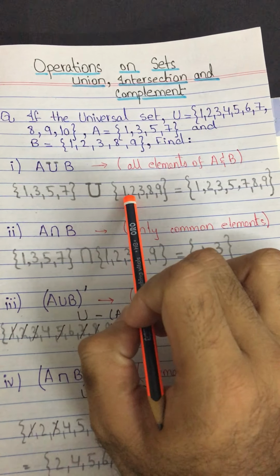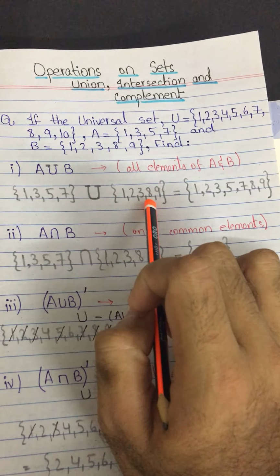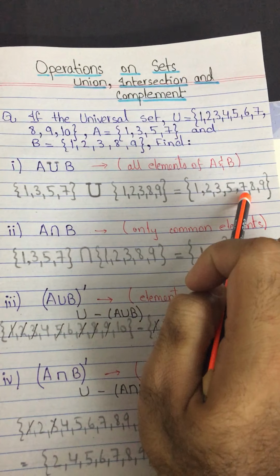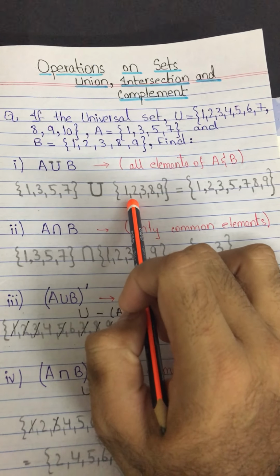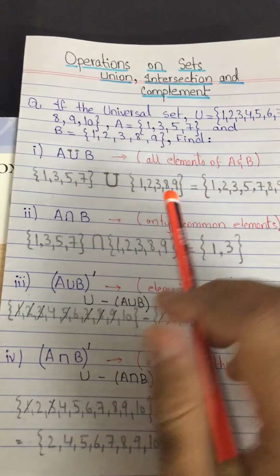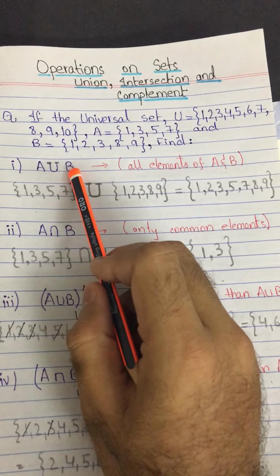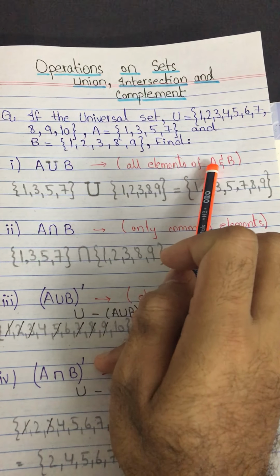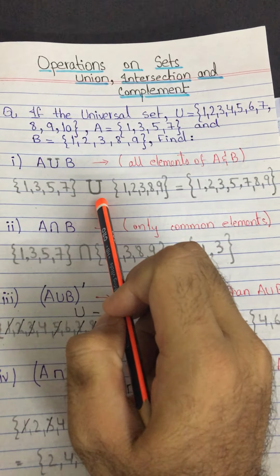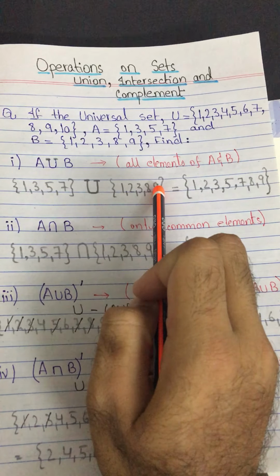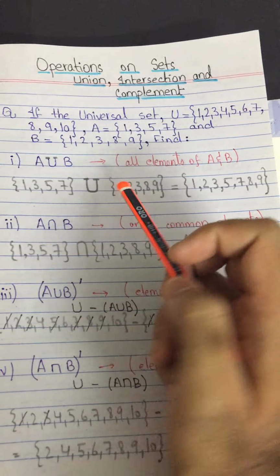All the members of A and B are present in the set, no one is repeated and no one is left out. So A union B means we have to combine the elements of A and B in such a way that no element should be left out and no element should be repeated.